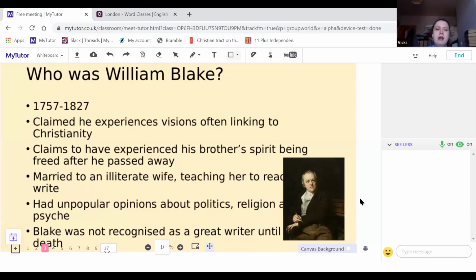He had unpopular opinions about politics, religion, and the psyche. So he was quite outspoken, but he wasn't recognised in his time, and his poetry didn't really take off until after his death. So quite sad really, because I think he's absolutely fantastic.